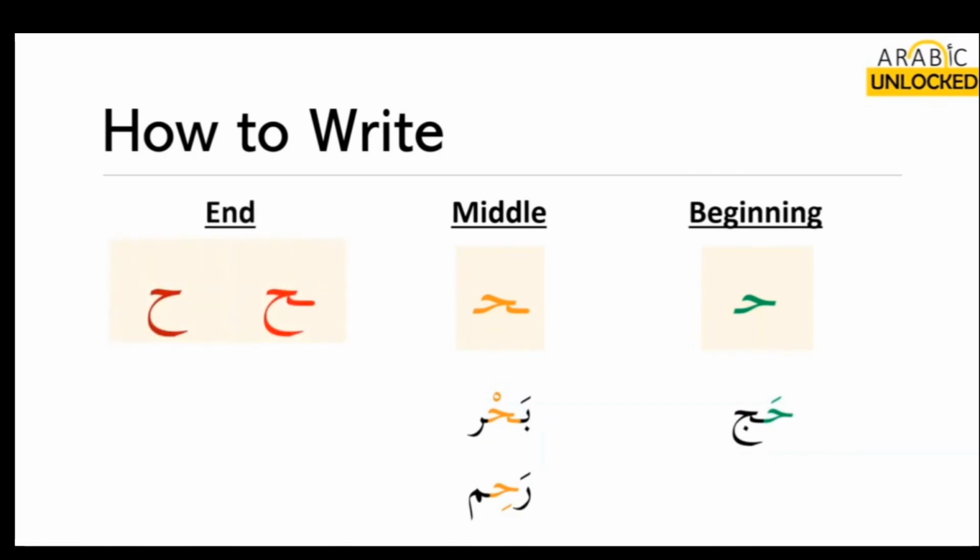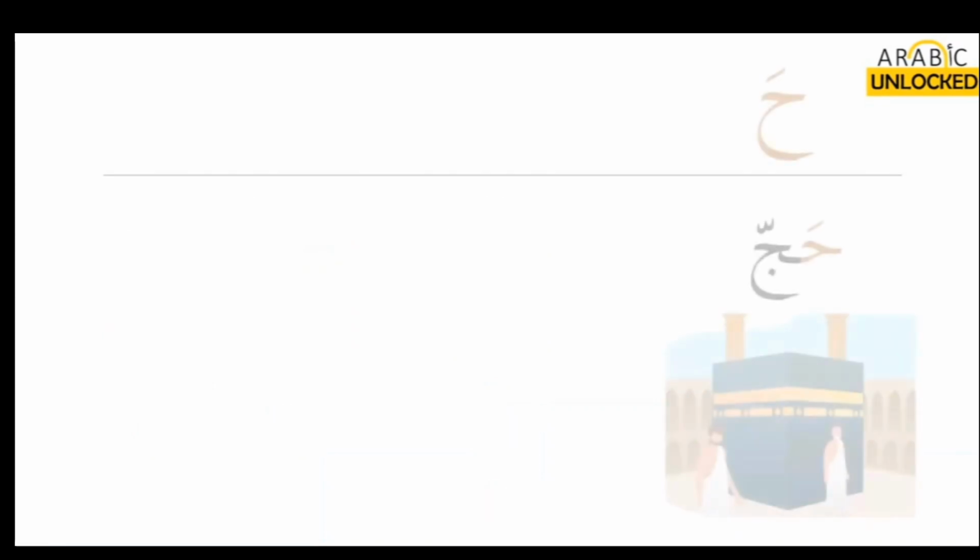And in the end of a word, the Ha appears with one link before it or by itself if it's after a semi-connected letter. Like in these words Rih, the Ha is connected to the Ya before it, or the word Tuffah, where the Ha is by itself because it's after an alif, which is a semi-connected letter.